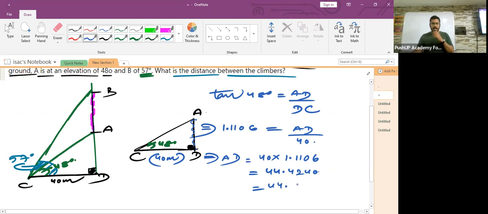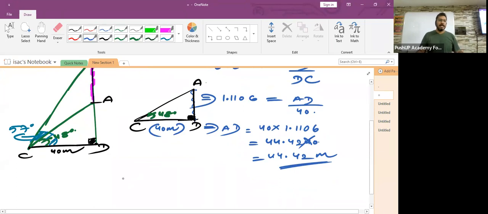So 44.42. Because you can ignore this number 4. If it was 5, you would have ignored it but added 1 to the next digit, isn't it? Here you don't have to do so. 44.42 meters. All right. Now let's use the second big triangle.